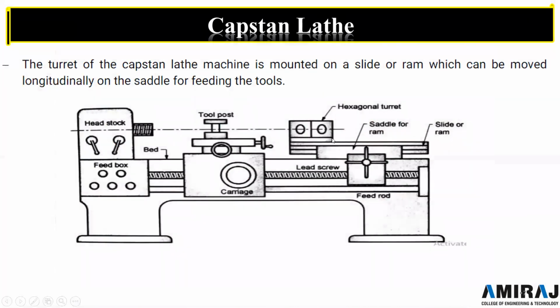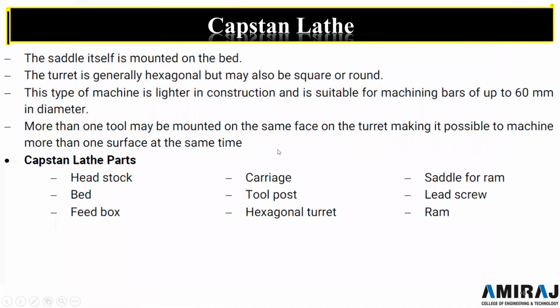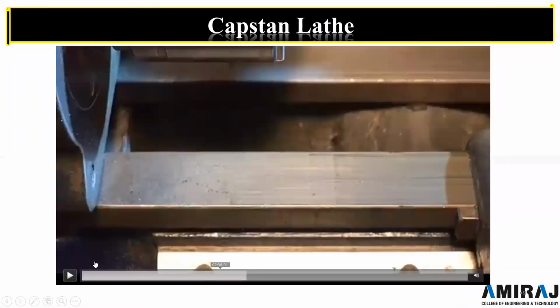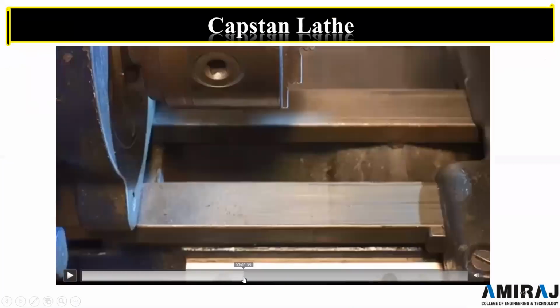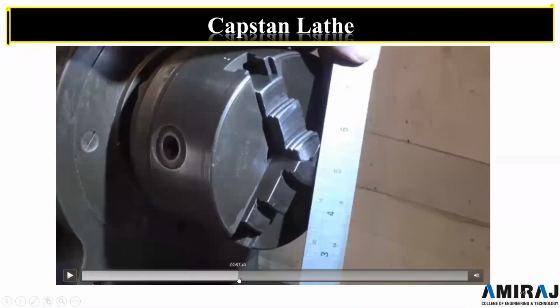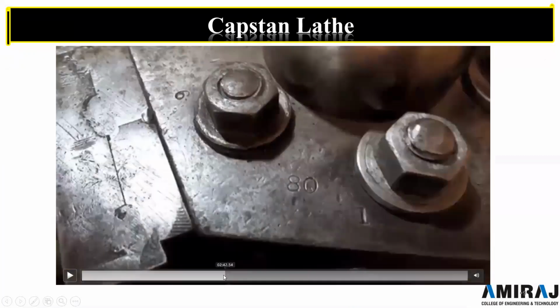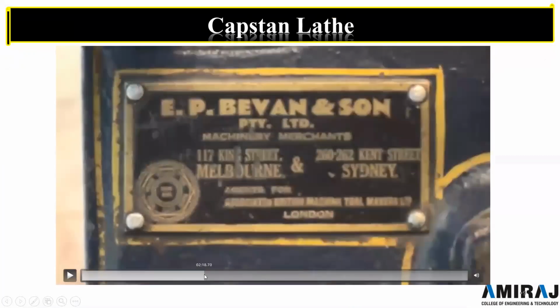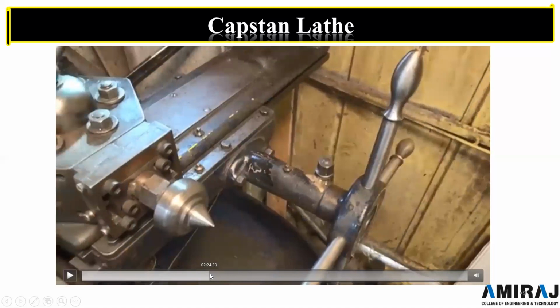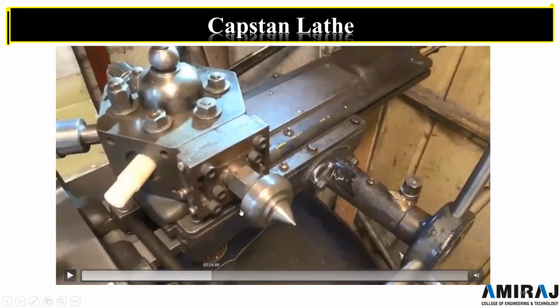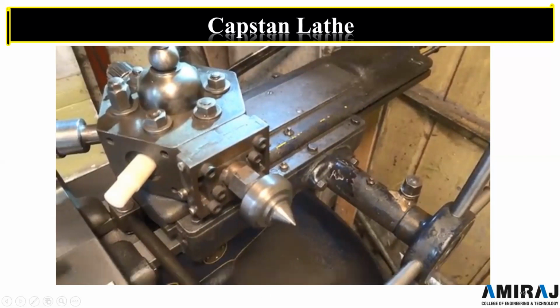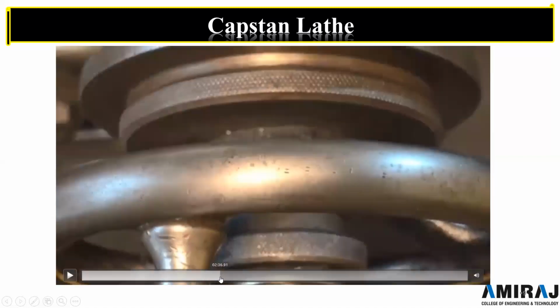Here, this is the hexagonal turret, which is mounted instead of the tailstock part. Here you can see at this portion these are the bolts and other parts. This is the hexagonal turret. It can be square or round. Here you can see the number of tools. Here this is the tailstock, and other tools such as a drill, reamer, or other types of tools can be mounted over it.